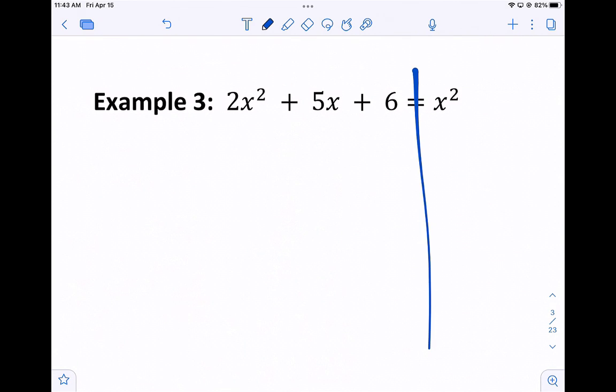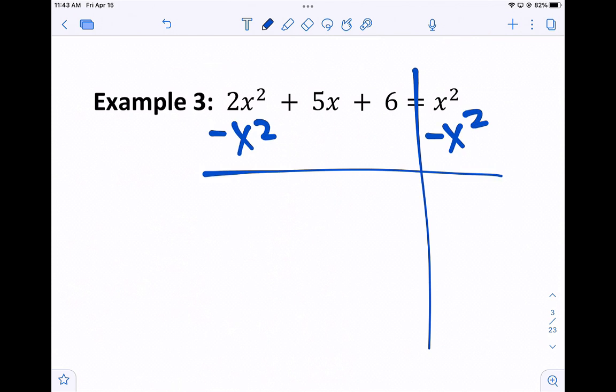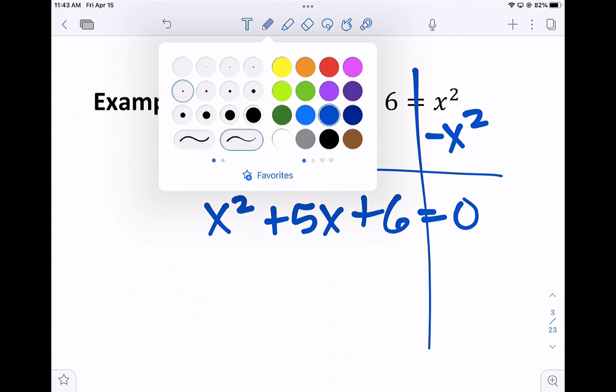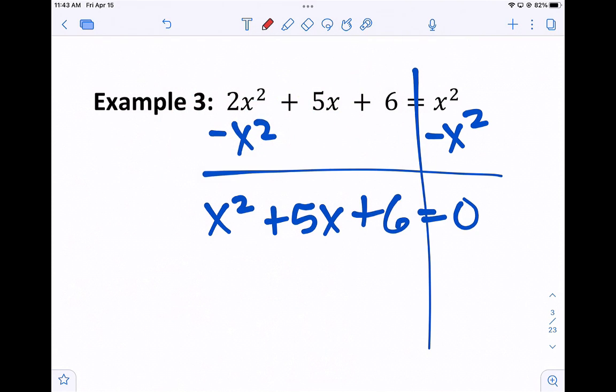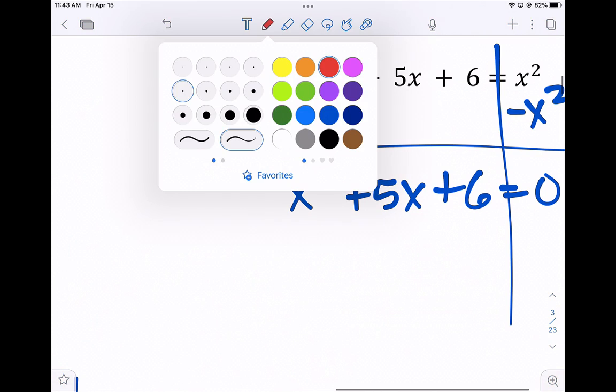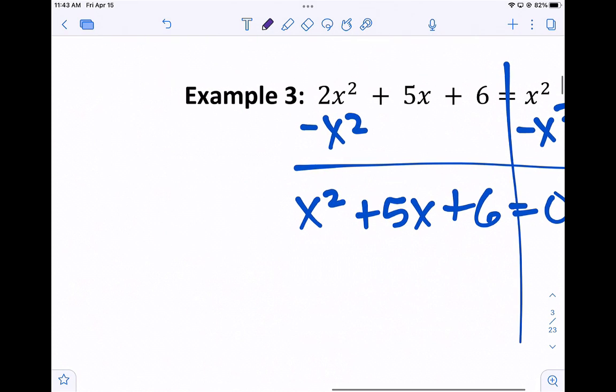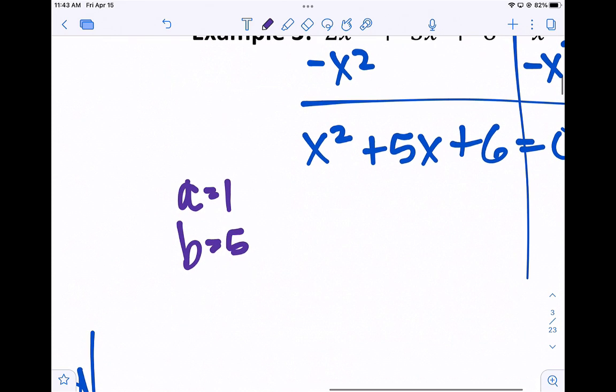Again, we have to get everything on one side. Since the bigger x squared is on the left, I'll just move the other one over. So we'll get x squared plus 5x plus 6 equals 0. This one, we'll find a, b, and c as the next step. So a is 1 here, because it's a 1x squared. B is a 5, c is a 6. We'll plug into quadratic formula.